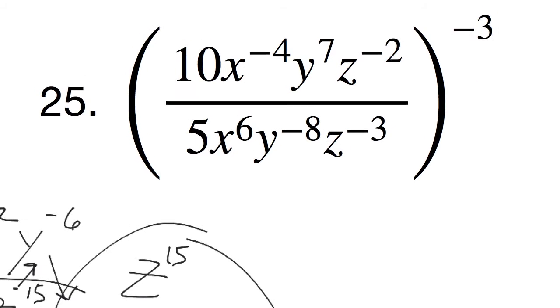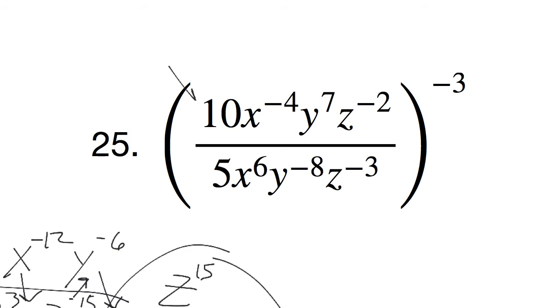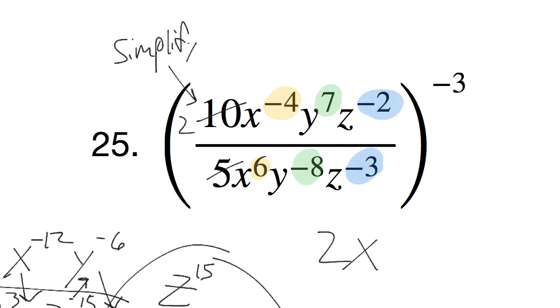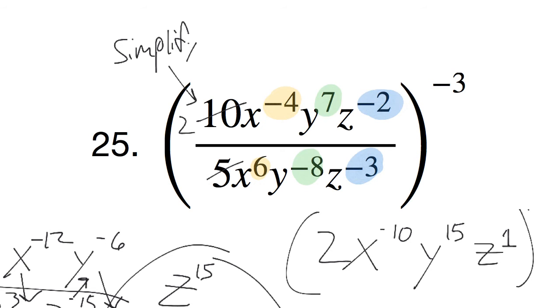Let's do the same thing here. I'm going to simplify the fraction first. Simplify what's inside. 10 over 5, that's a 2. Negative 4 minus 6 is negative 10. Y to the 7 minus negative 8 would be positive 15. And z to the negative 2 minus negative 3 would be positive 1. That's all raised to the negative third power.